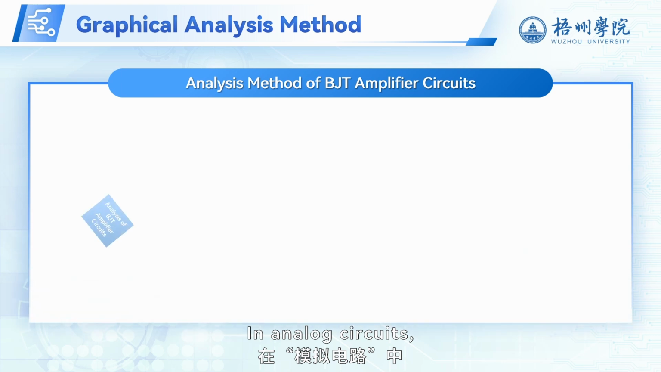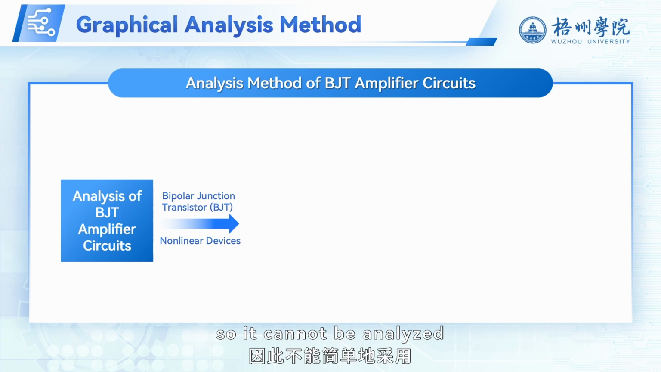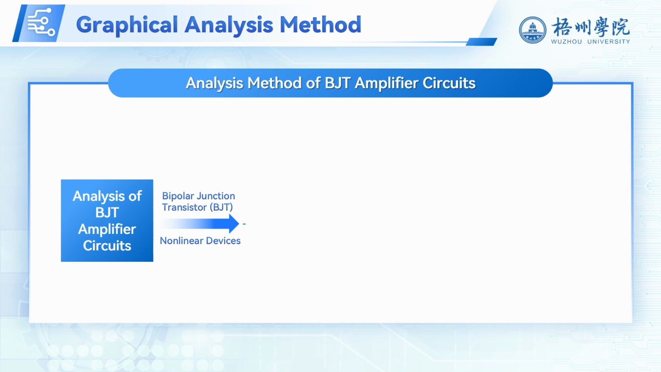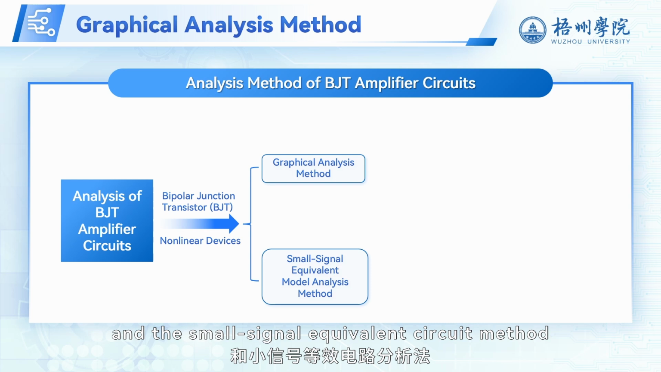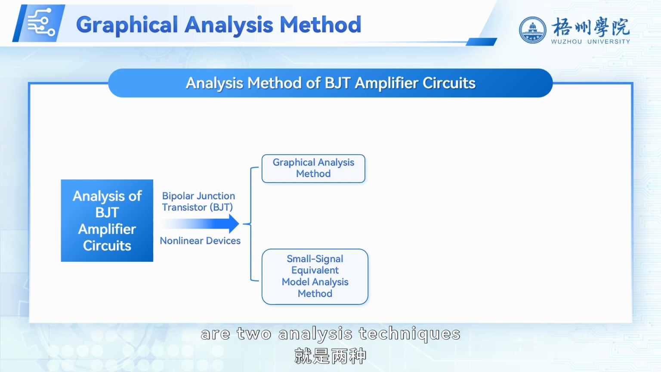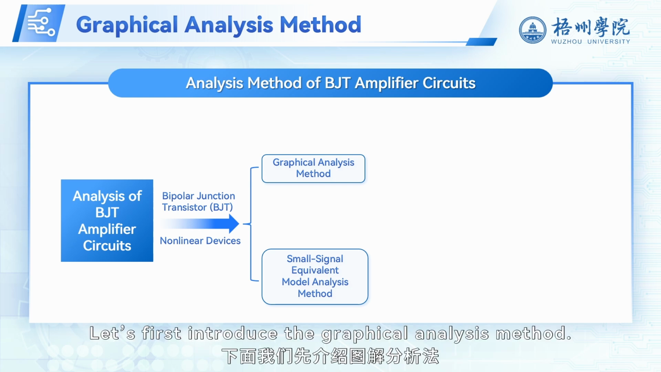In analog circuits, the bipolar junction transistor is a nonlinear component, so it cannot be analyzed using the linear circuit methods learned in basic circuit courses. The graphical method and the small signal equivalent circuit method are two analysis techniques that address the nonlinear characteristics of the bipolar junction transistor. Let's first introduce the graphical analysis method.